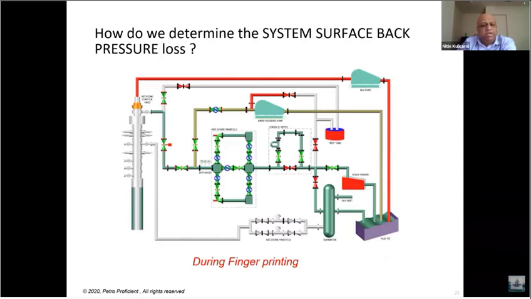How do you determine the system surface back pressure loss? You do it during your fingerprinting. Fingerprinting is something that we'll discuss in procedures, but let me give you a brief idea. When you are in casing, as you run to bottom and before you start drilling out the section, you usually circulate through your system at different flow rates to establish various parameters, to check if your downhole tools are functioning, to check if your surface equipment is functioning, but you also model your system surface back pressure. So you calculate, for example, at 400 GPM, how much your back pressure is.